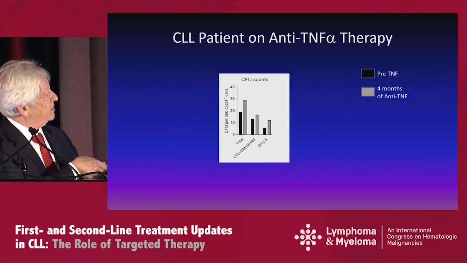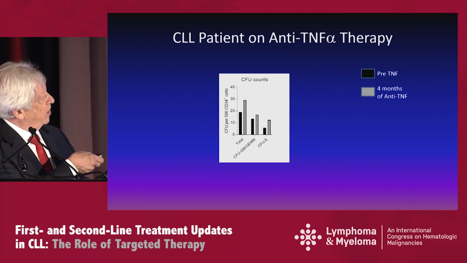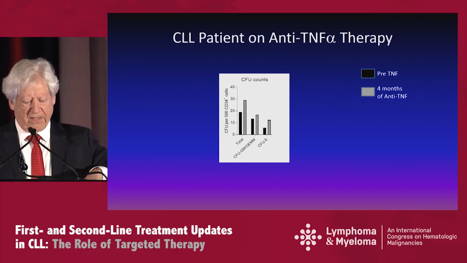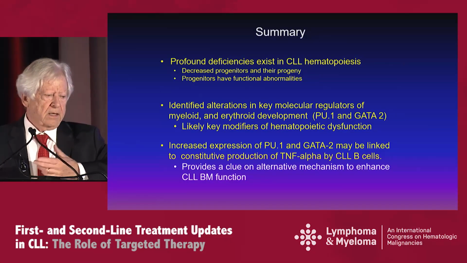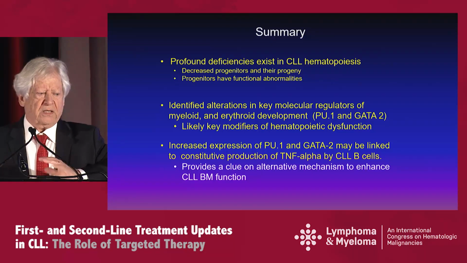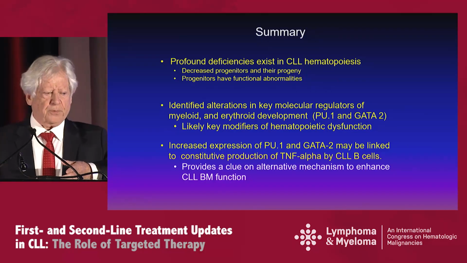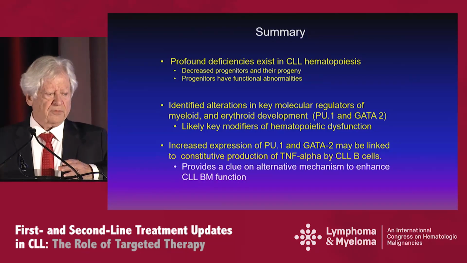Perhaps more excitingly to me is that his colony-forming capacity also increases. So you see total colony-forming capacity is increased over that seen at baseline. So in summary, we have found profound deficiencies in CLL hematopoiesis. This is primarily manifest by decreased progenitors and their progeny. These progenitors have functional abnormalities.